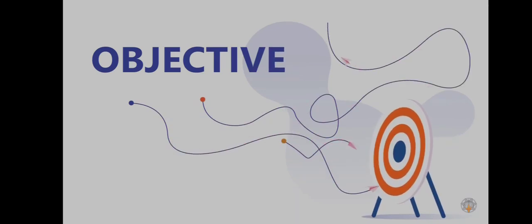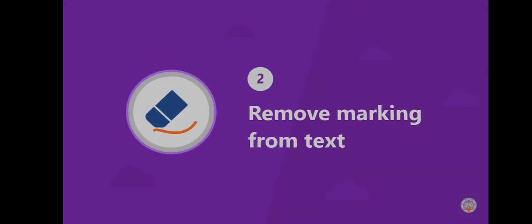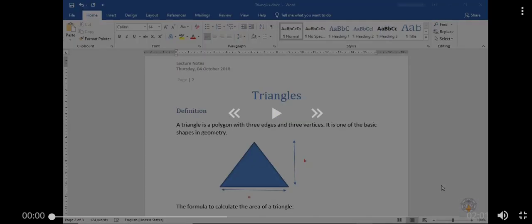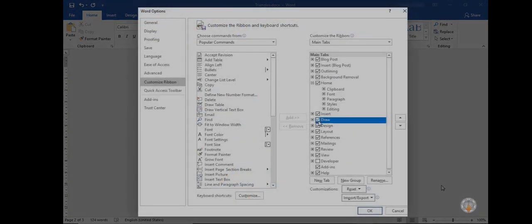Let's learn something new. This activity will cover how to use the pen tool. Remove marking from text. You may want to make some free-form drawings, add markings, or make highlights in a document. The commands under the Draw tab allow you to do this.